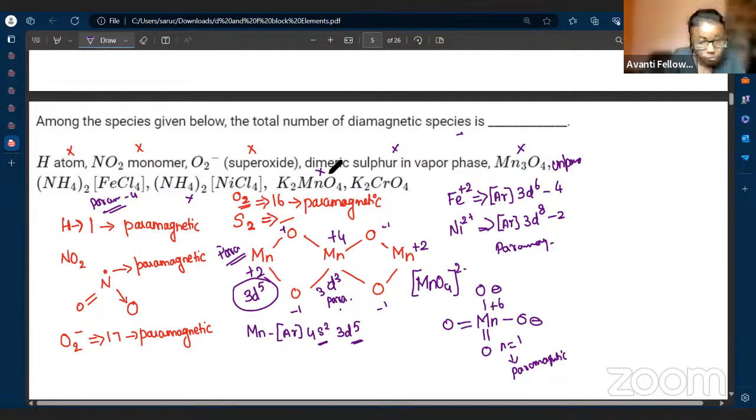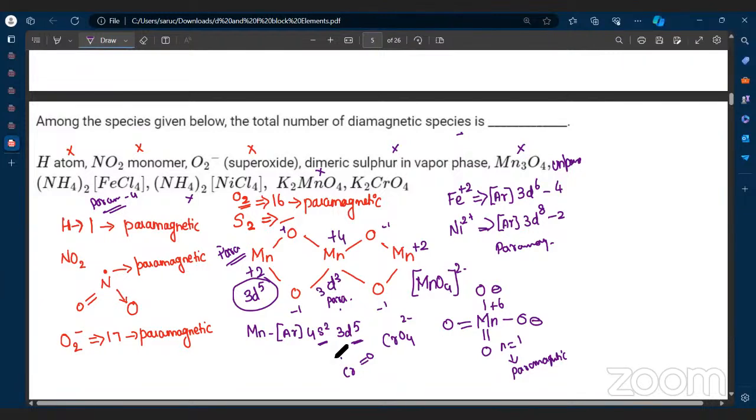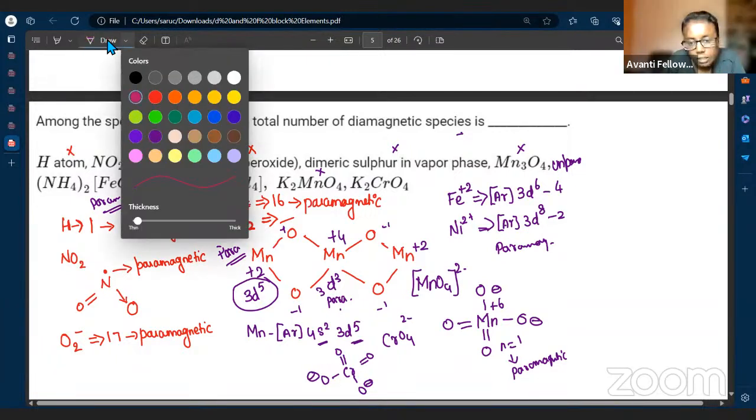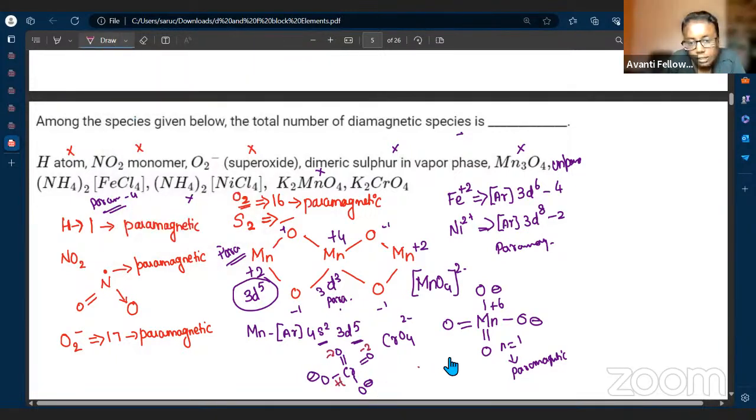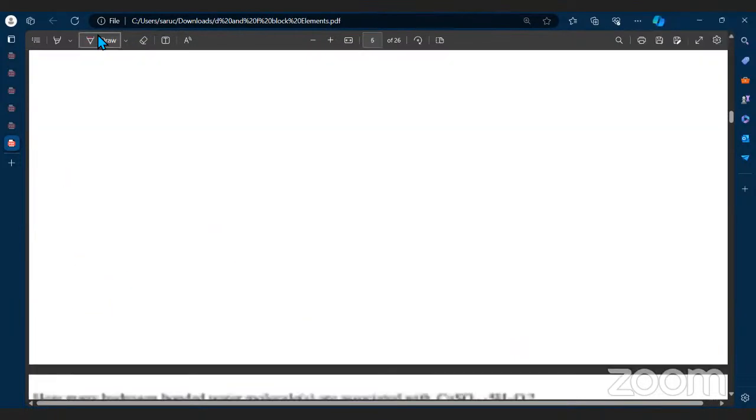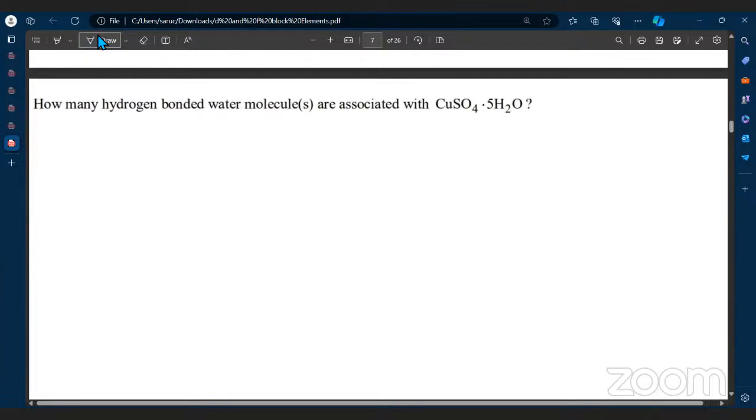And what about K2CrO4? You can write CrO4 2 minus. Chromium with double bonds, single bonds and negative charges. Now, what is the oxidation state of chromium in K2CrO4? Plus 6. Now whether it's paramagnetic or diamagnetic? It is diamagnetic. So among the following, only one is diamagnetic. Clear with this question, everyone? Yes, ma'am.